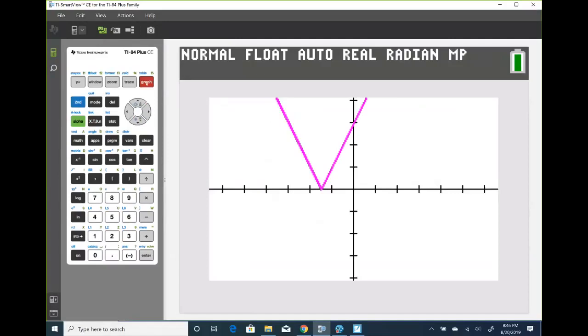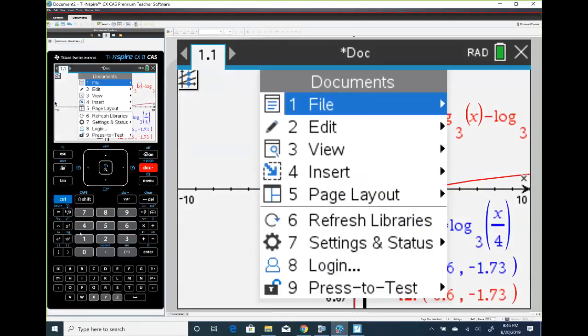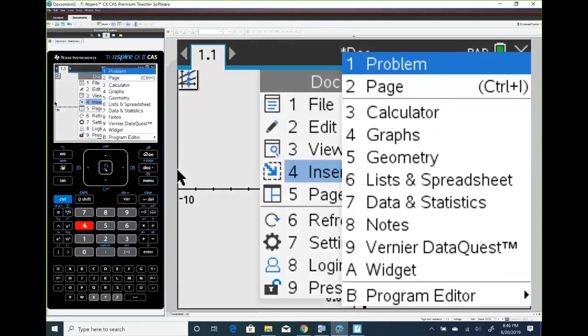So if I want to switch over to the Nspire here, I'm doing this. I always tell my calculus students, or even students in pre-calculus, when using your calculator for an exam, I don't like working in Scratchpad. I like keeping a record. What if I want to go back and review? I like to start a new problem. So I'm going to hit Doc, then number 4, Insert, and insert number 1, a new problem.